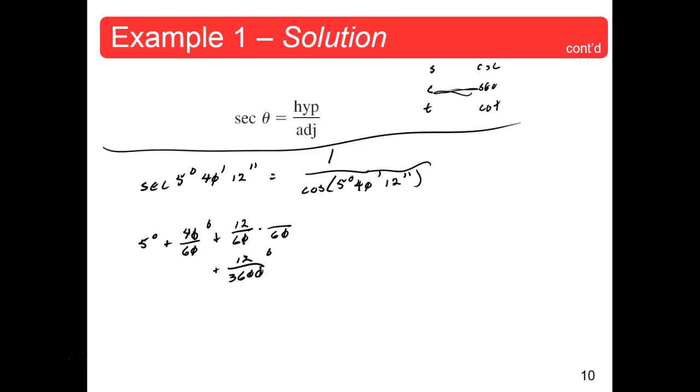Close your parentheses. What mode do you make sure you're in? Degree mode. If you're in radian mode, it's going to give you a wacko answer. But if you're in degree mode, then do 1 over cosine of 5 plus 40 over 60 plus 12 over 3600, I'm sorry. Close your parentheses, get equal.